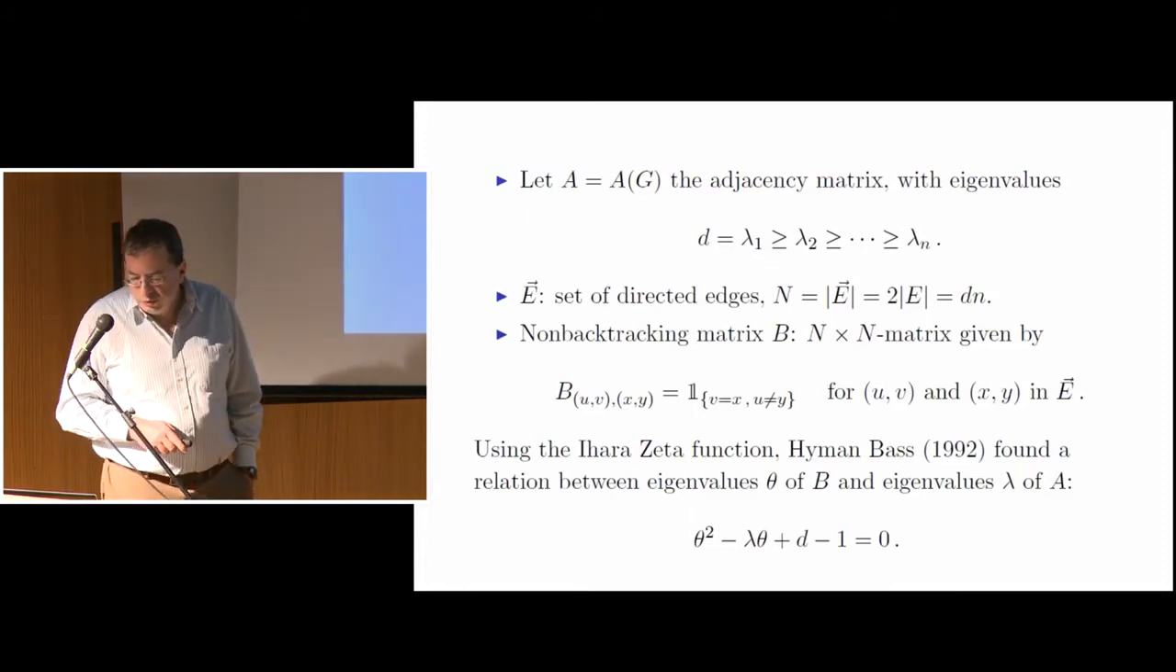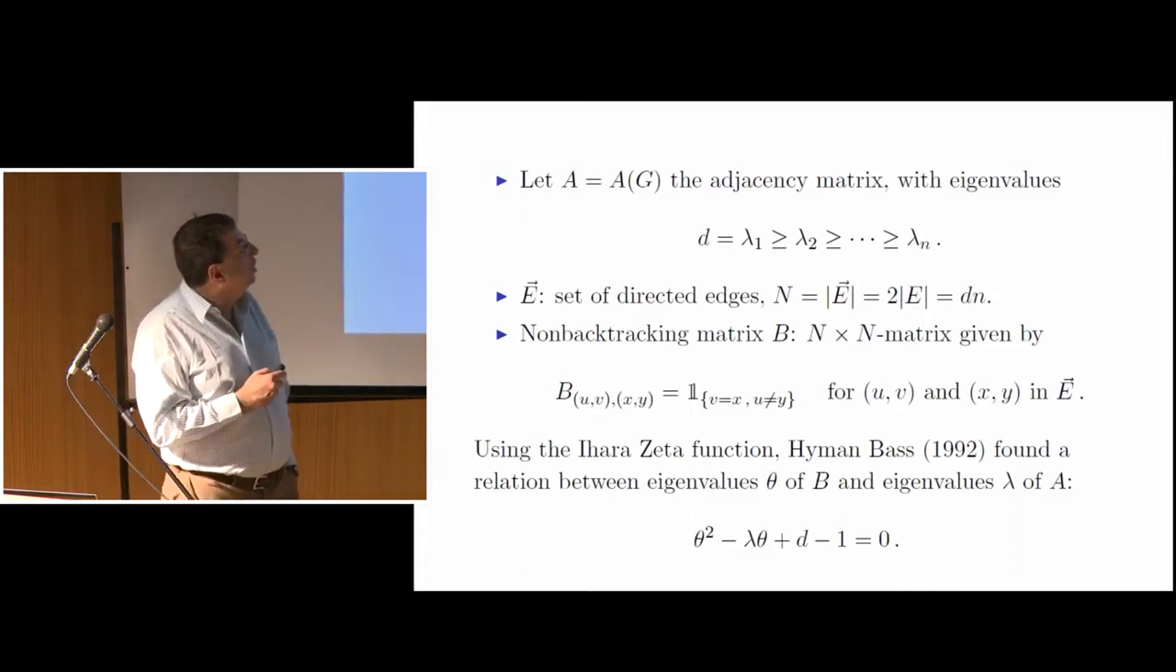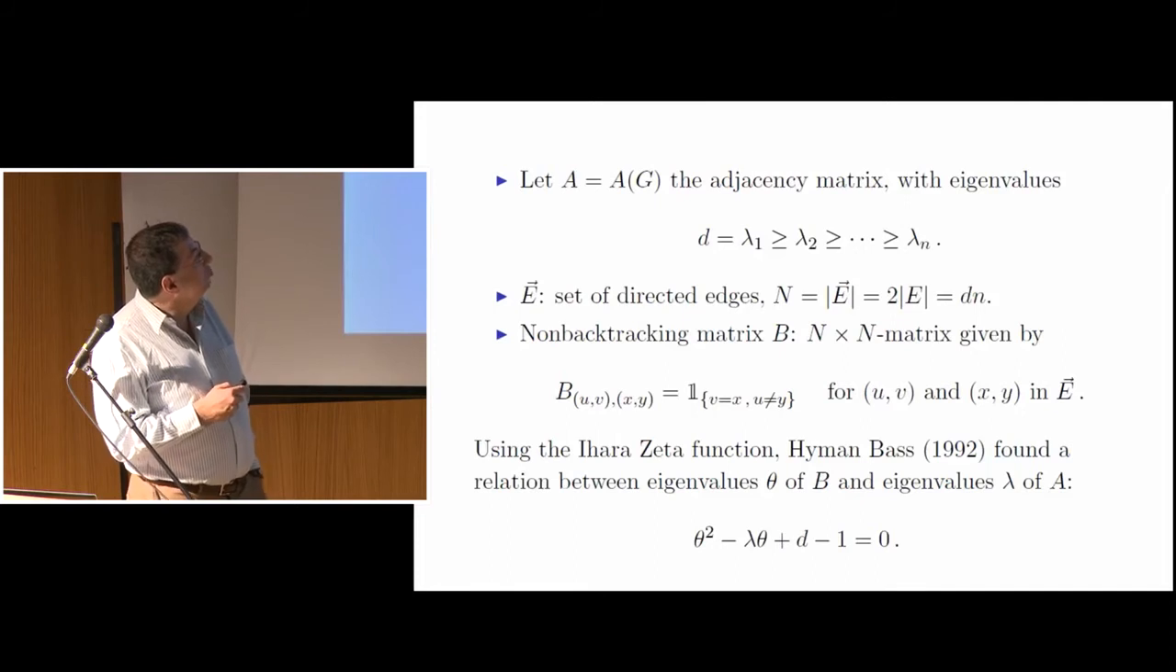So the adjacency matrix for the non-backtracking walk is simple to write down. If I have two directed edges, (u, v) and (x, y), this will be 1 if v equals x. So v has to equal x, but u should be different from y, right? This is the transition matrix for the non-backtracking walk.